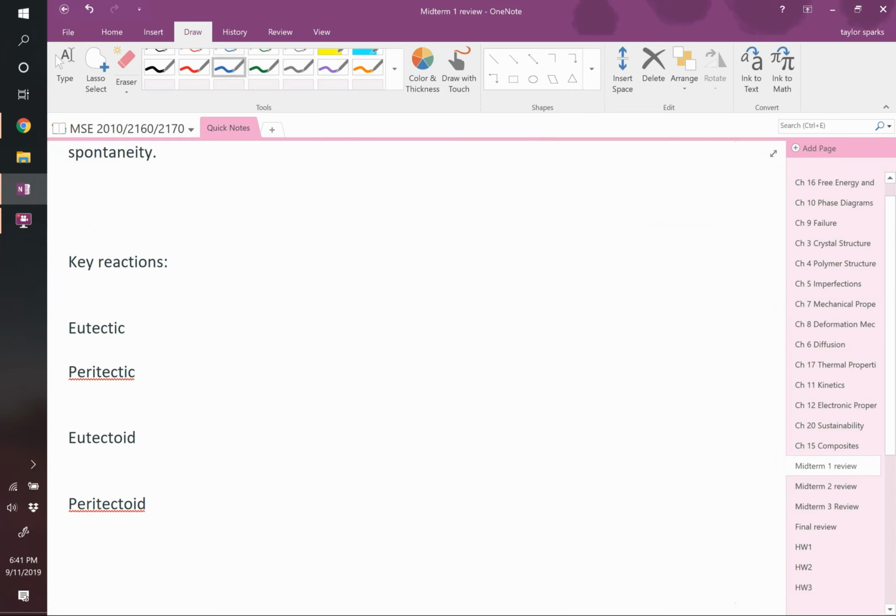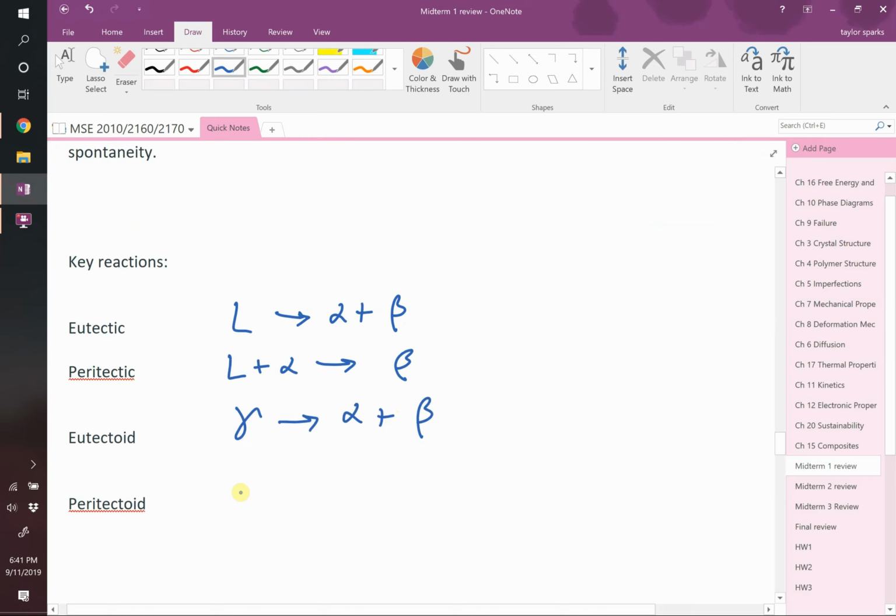And eutectic is a liquid going, upon cooling down, into two different solids. A peritectic is a liquid plus a solid turning into a different solid altogether. A eutectoid is a solid turning into two different solids. And a peritectoid is two solids turning into a different third one.